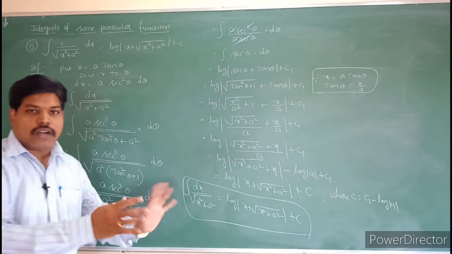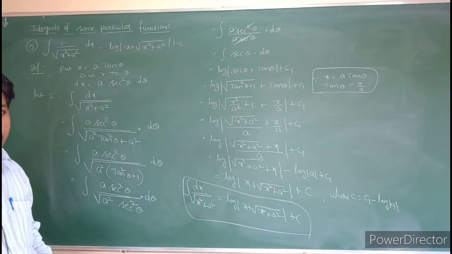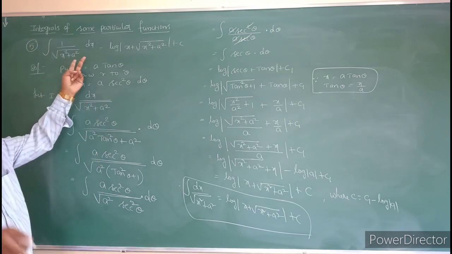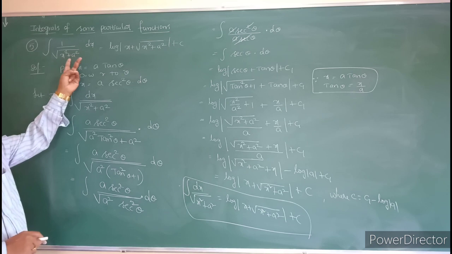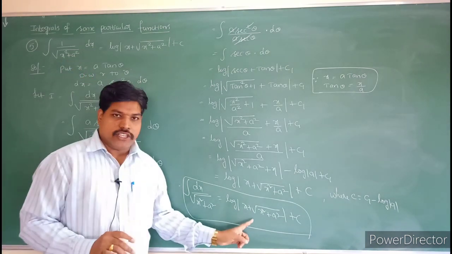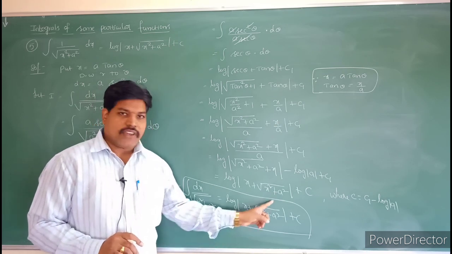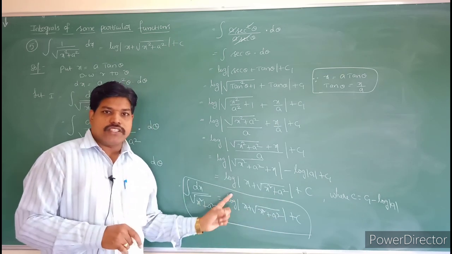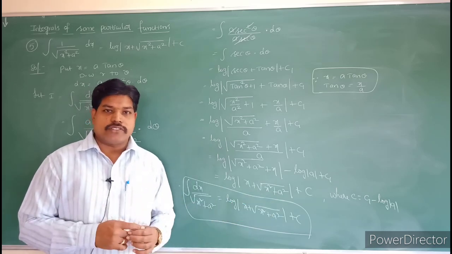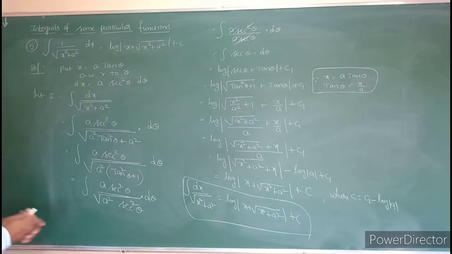See that one, both the questions are the same, but a small difference is there. Previously it was x square minus a square, here it is x square plus a square. The formula is also the same, with only one change: log of x plus root of x square plus a square, while in the previous one it is log of mod x plus root of x square minus a square. Only one difference. Okay.